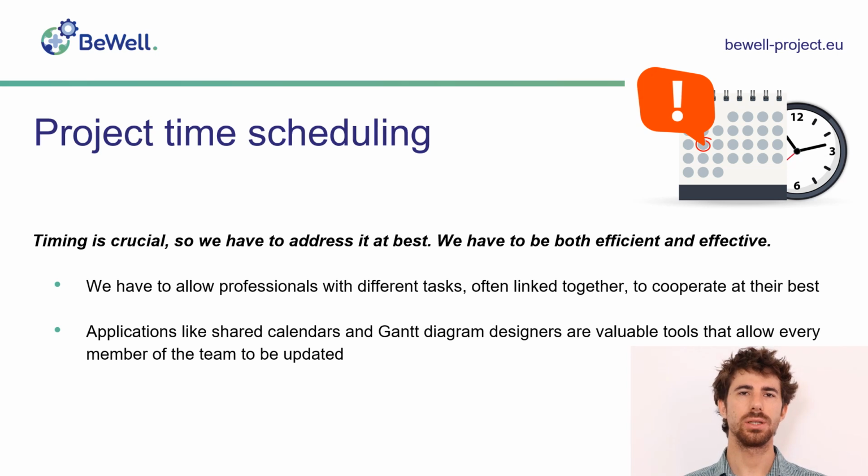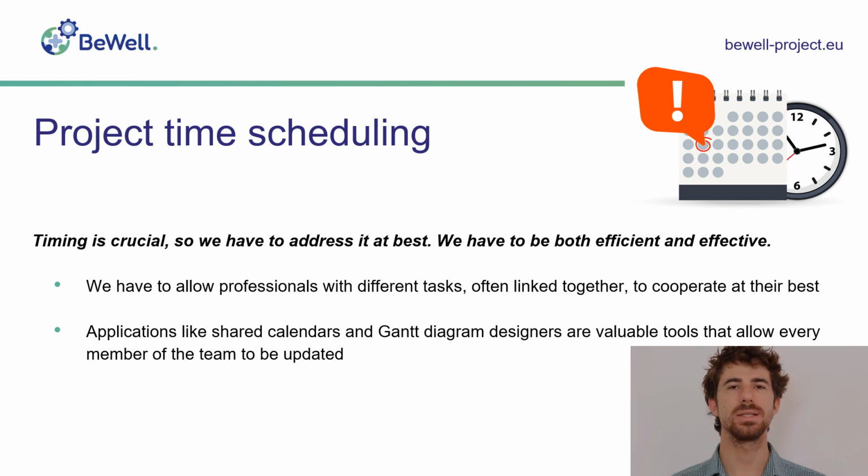While carrying out a project, timing is crucial, so we have to address it at its best. The aim is to be both effective and efficient. Applications like shared calendars and Gantt diagram designers are valuable tools that allow every member of the team to be updated on the next steps and the changes in the timeline while they occur. A well-done timeline allows professionals with different tasks and different working groups to cooperate together at their best.